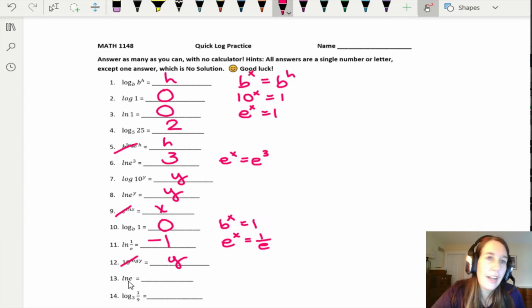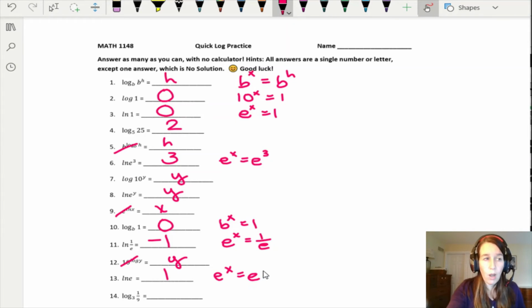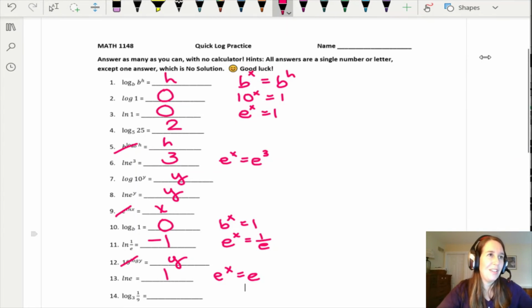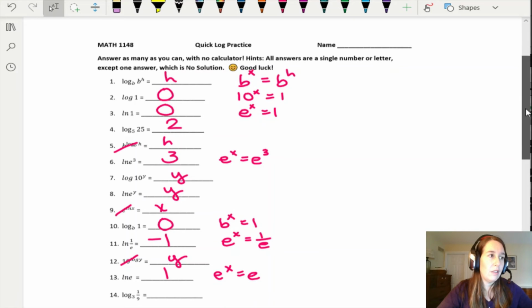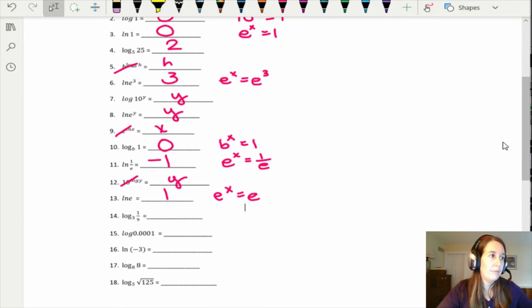We have the natural log of e. So that's what exponent goes on e to make e, right? That's the first power. So in other words, this is e to what power is equal to e. Well, you know that anything that doesn't have a power is really the power of 1, or hopefully you know that. All right, let's move this along a little. Okay, that's the bottom of the page there.